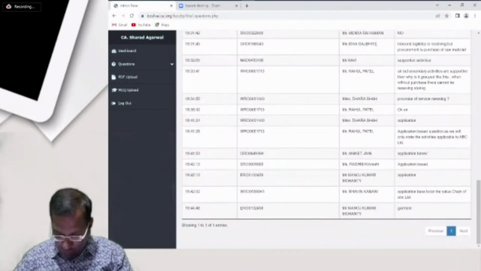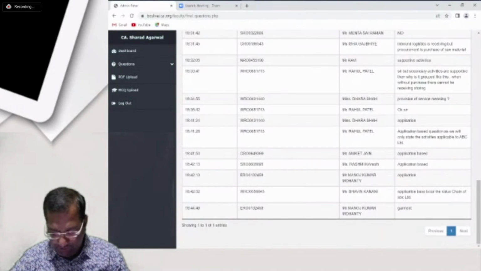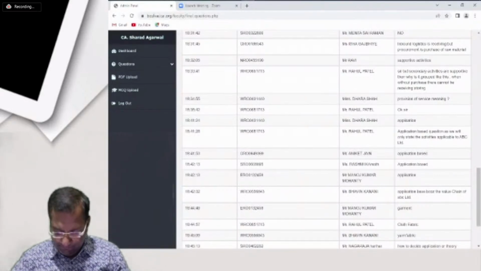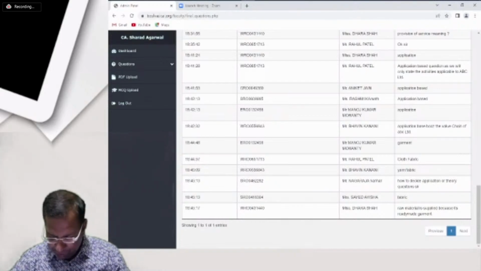Okay, Manoj Kumar. No, beta, garment is not the raw material in ABC Limited. Sorry, beta, not the right answer. Other student? Okay, cloth, fabric, yarn, fabric. No, Dharasha, not correct, beta.